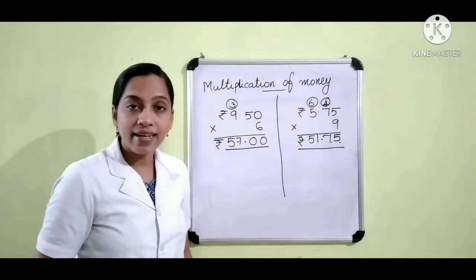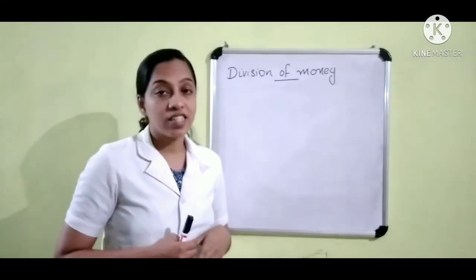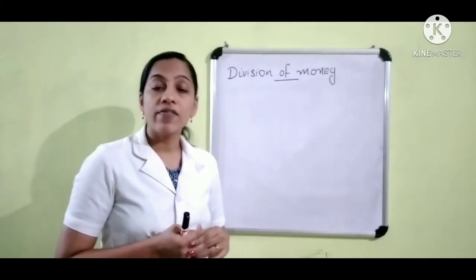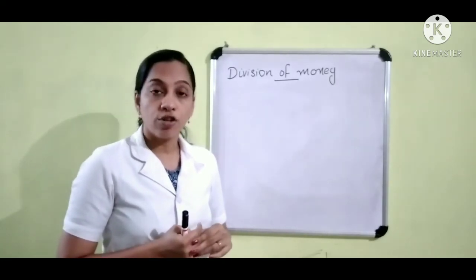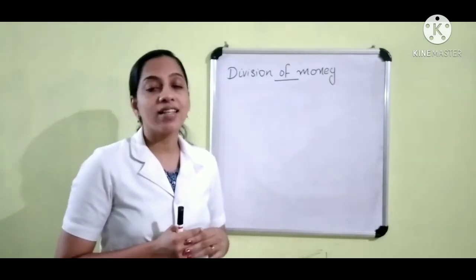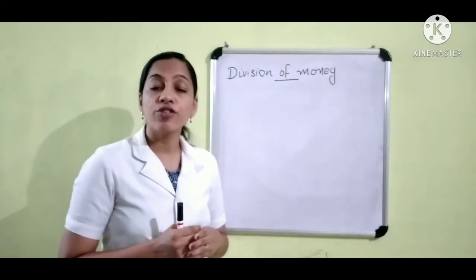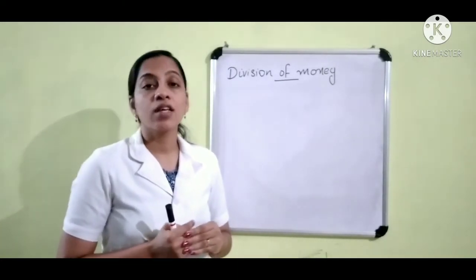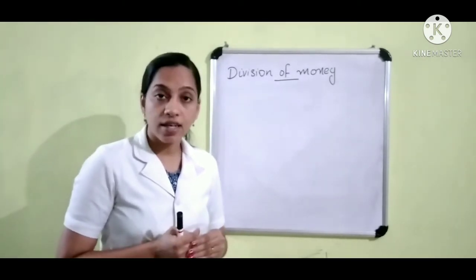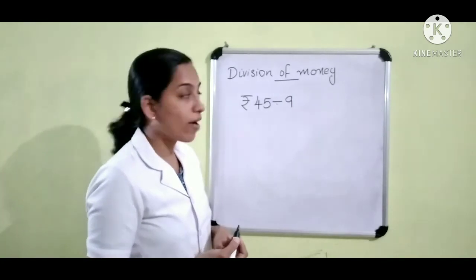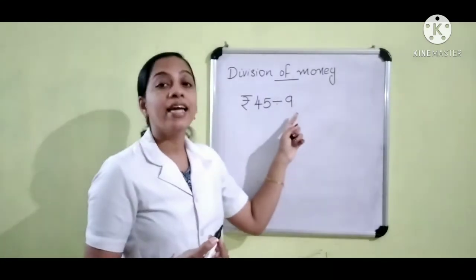Is it clear, children? I hope you have understood how to multiply the money. Next, let us learn division of money. You know, children, division of money is done in the same way as division of ordinary numbers. We know how to divide two numbers, isn't it? So here, let us learn how to divide the money. For example, we have to divide 45 rupees by 9.